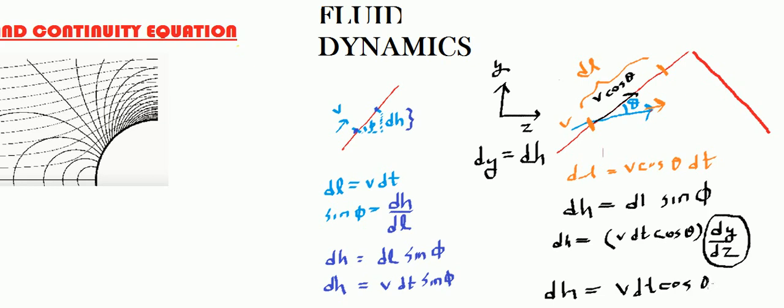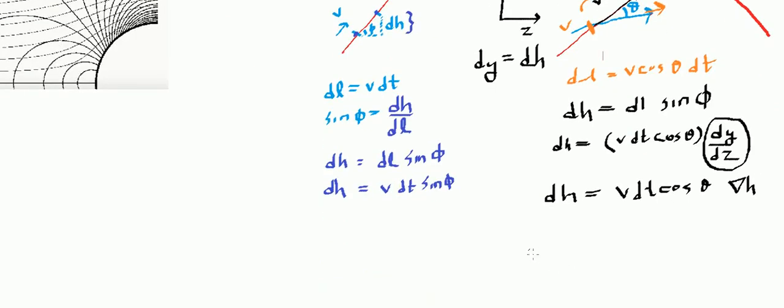Now what is space variation of h? Space variation of h is represented by gradient of h. So the final result, the rate of change of height, that means the rate at which you are covering the height, is equal to v dot gradient h. Remember, v is a vector and gradient of a scalar is also a vector, and the dot product will give you a scalar, or just a number.